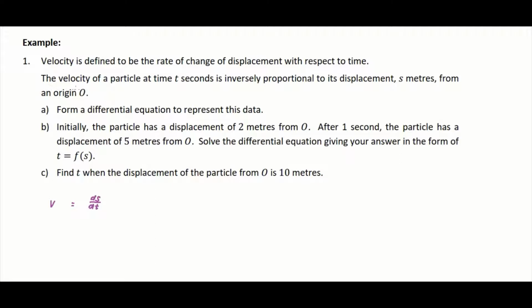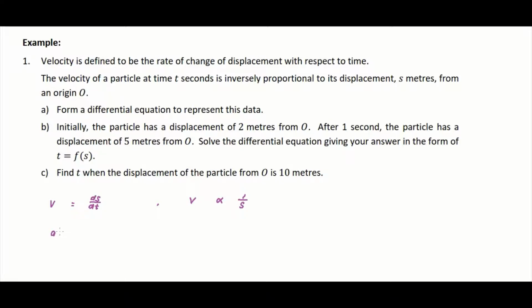Then the next one: the velocity of a particle at time t seconds is inversely proportional to its displacement s from an origin. So what does that mean? It means that the velocity is inversely proportional to the displacement, which is 1 over s. Alright, so I think at this part it's still quite easy. Velocity v is inversely proportional, so meaning 1 over s. Alright, so now we move on to part A.